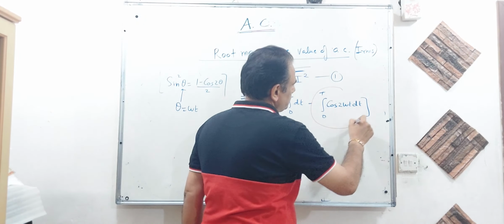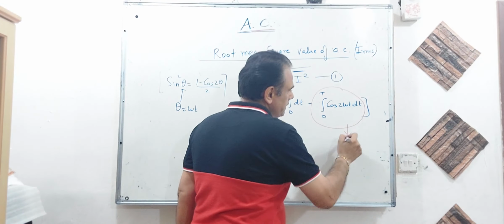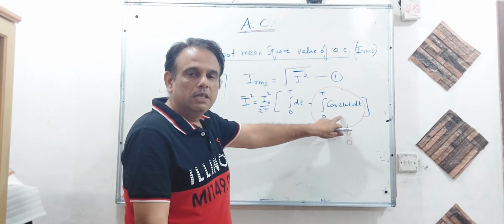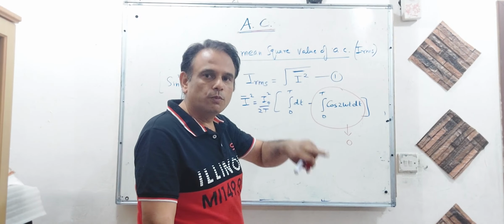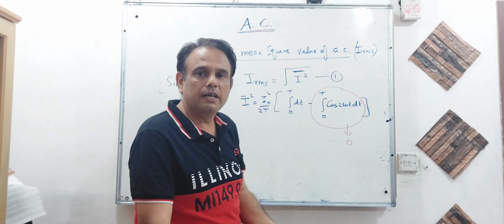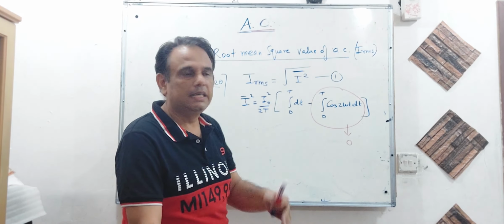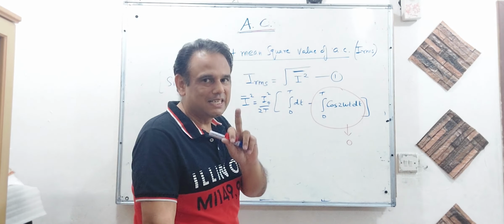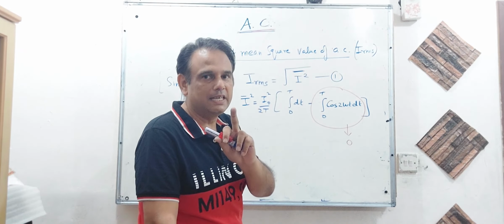this term, that gives me 0. Integration of sine omega t, cos omega t, sine 10 omega t, cos 100 omega t for a complete cycle is always 0. That is the tip of the day.